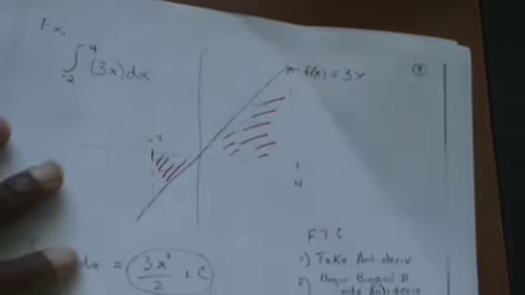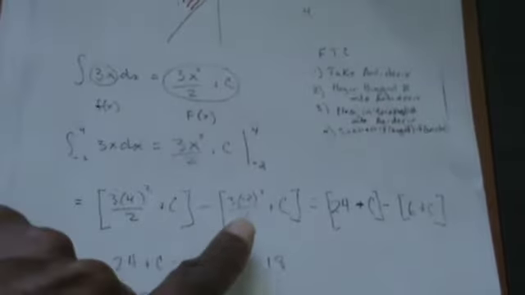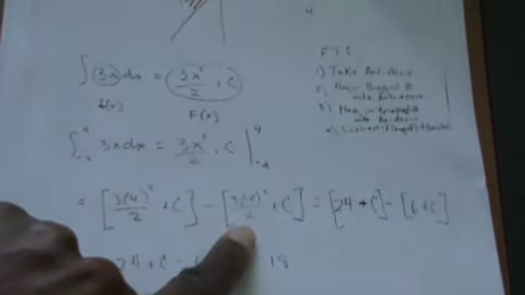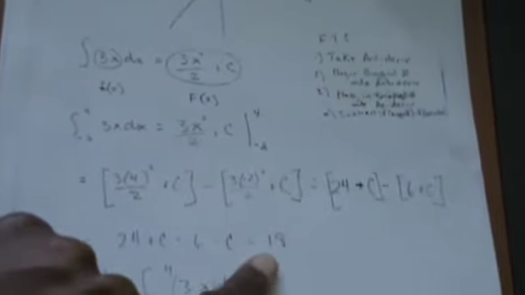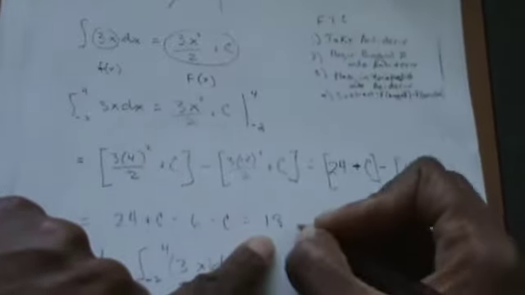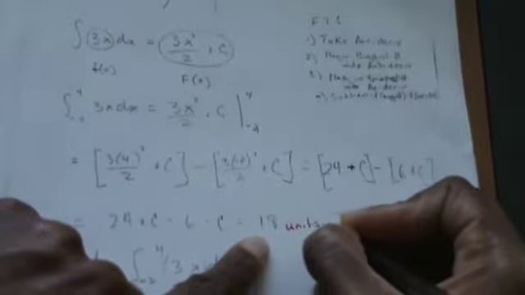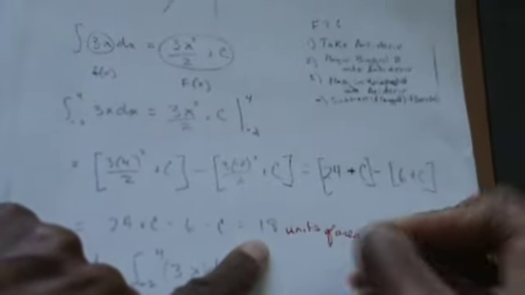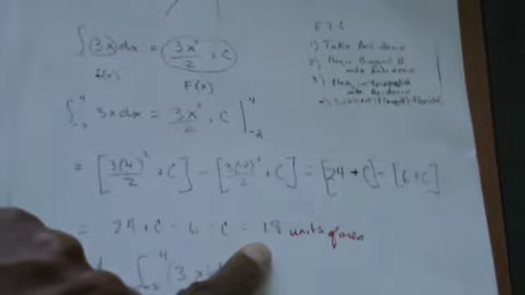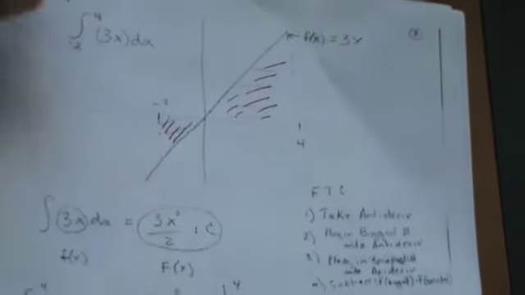I did this the long way. I found the antiderivative right there, labeled as capital F. I plugged the bigger number in and subtracted off what happened for my antiderivative at the smaller number, and I found out that there were 18 units of area. Now, I have to be really careful because this is an interesting problem, considering that some of the region's below and some of it's above.